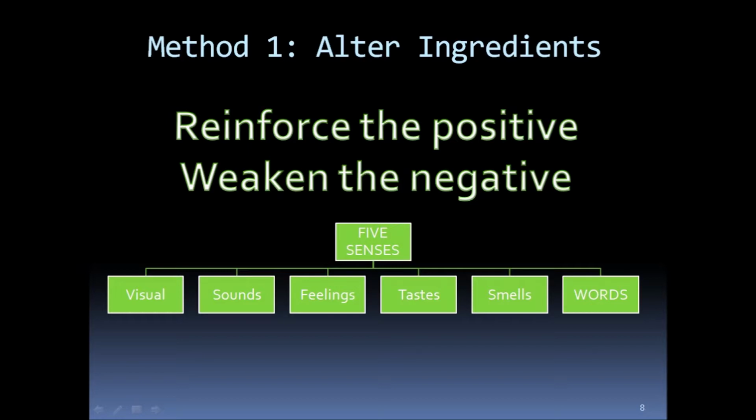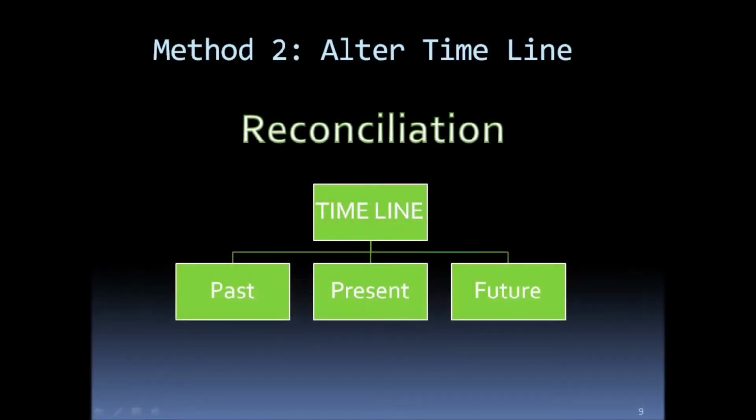The second method that I suggested was something called reconciliation. I do a meditation called a timeline meditation, where you can go back to the past and resolve unresolved issues. Now, you don't need my meditation to do this. Once you're a little bit more attentive to your mental states and behaviors, you'll begin to know whether it's something from the past or whether it's something in the present or future.